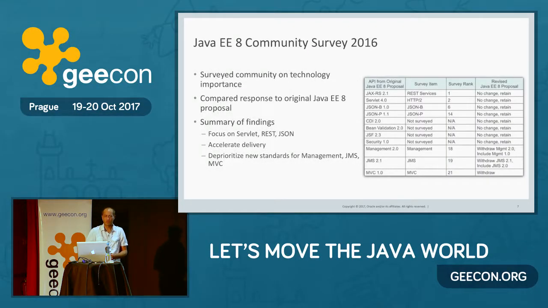So what we did was a community survey, which was done in 2016. And we asked the community what to do, what to deprioritize. And in the end, on the table on the right side, you can see the results of that survey. And the output is clear. The community asked for an update on the web technology side. And basically, there was no or limited interest in updates to management, JMS, and MVC. On the other hand, MVC itself has been finished by the expert group, and it's final. But it is not part of the Java EE8 platform.